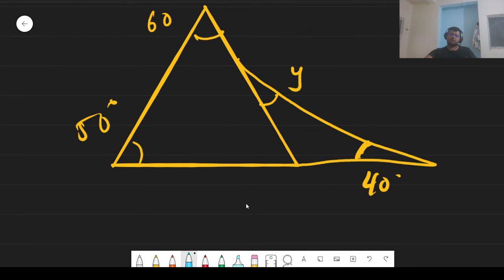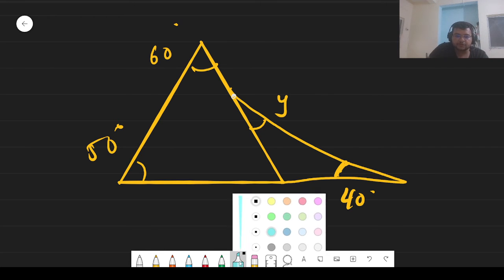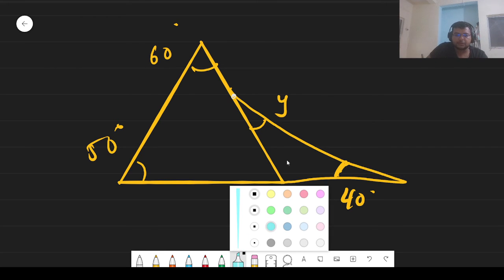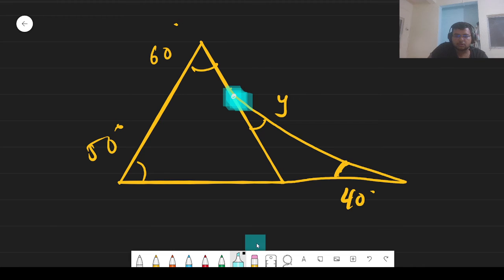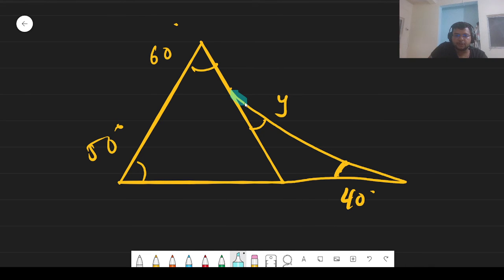Are you able to find y? Now, if you want to find y, let's consider this triangle. I will highlight it with a blue color. I'm talking about this triangle.